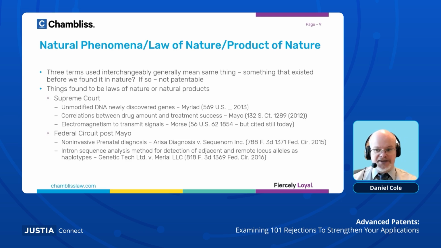But they reached back to earlier cases when they developed this. They reached back, for example, to Morse, which was an 1854 case, but is still very much cited in 101 cases, where Morse tried to patent electromagnetism that transmitted signals. It wasn't really about the fact that it was energy and not matter or not a process. They talked about how the electromagnetism existed beforehand, so it was a law of nature, and that you couldn't patent it for that reason back in 1854.